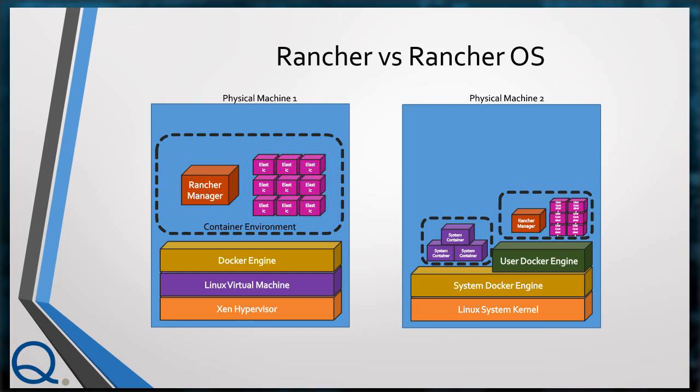So Rancher and Rancher OS, I kind of talked earlier about how containers can be spawned on bare metal hypervisors. So on the left, you have Rancher, where we have Xen Hypervisor, a virtual machine, your Docker engine, and then the Rancher manager is actually a container managing the containers alongside of it and on other systems. Whereas on Rancher OS, you have your Linux system kernel, your system Docker engine, and then a user Docker engine. So they're using a Docker engine to run system services on the host, as well as a separate Docker engine to run your Rancher manager and other service level containers that you may be running.